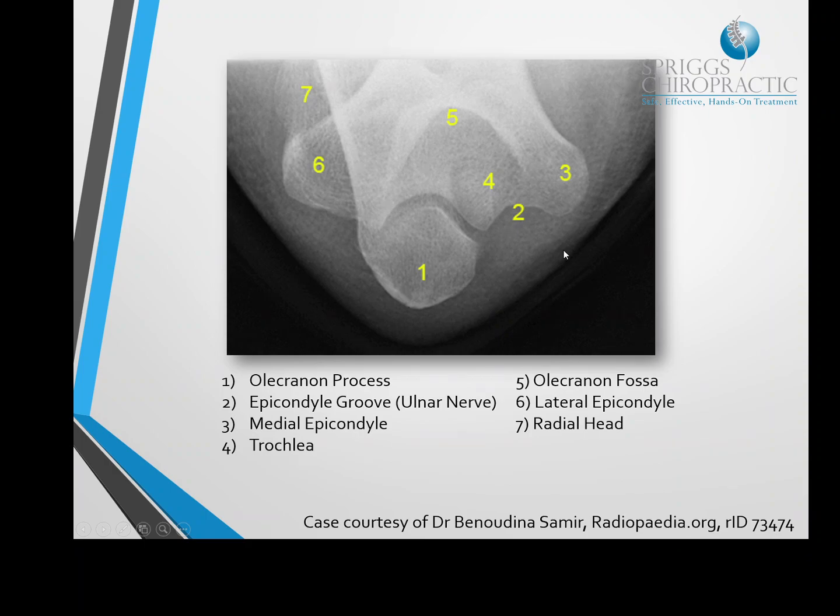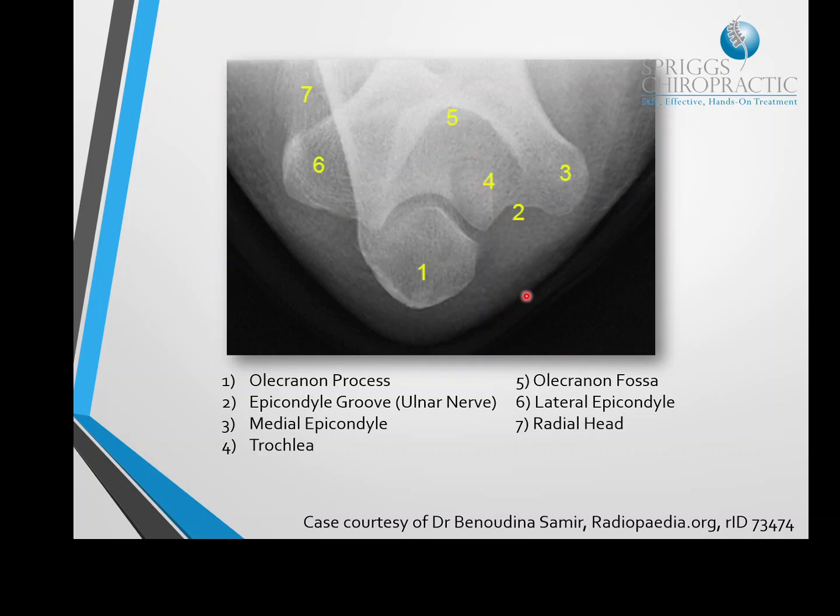So just so that we are able to orientate ourselves. Number 3 is the medial epicondyle. Number 6 is the lateral epicondyle of the humerus. This is the olecranon process. This is the epicondyle groove where the ulnar nerve sits. You have the trochlea just here as well.